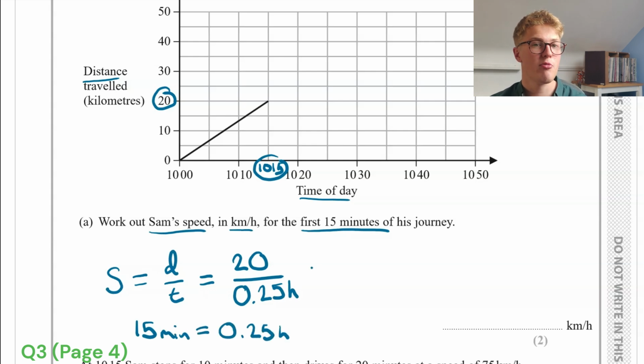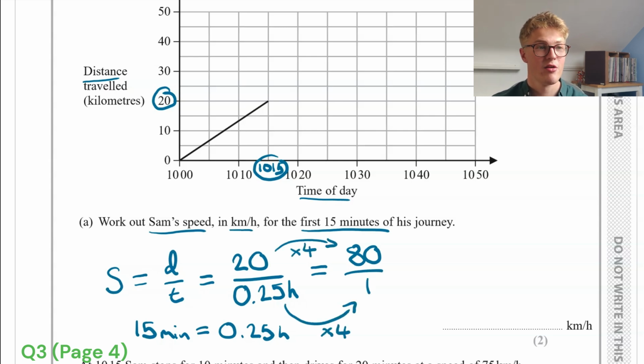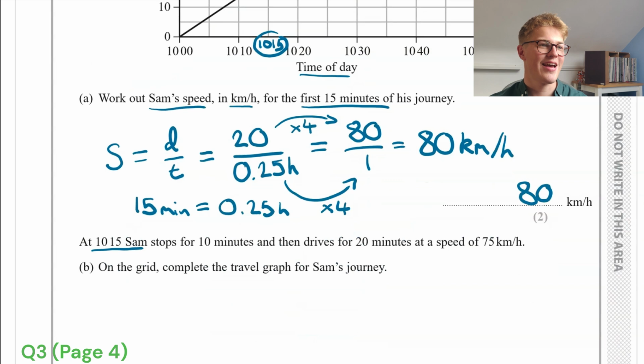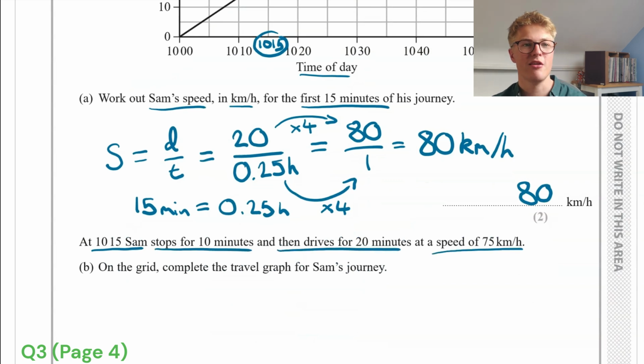So we multiply the numerator and denominator by 4 to find the speed in kilometres per hour, because we've got a quarter of an hour in 15 minutes. So we do 80 over 1, which is 80 kilometres an hour, and therefore 80 kilometres an hour is our final answer.